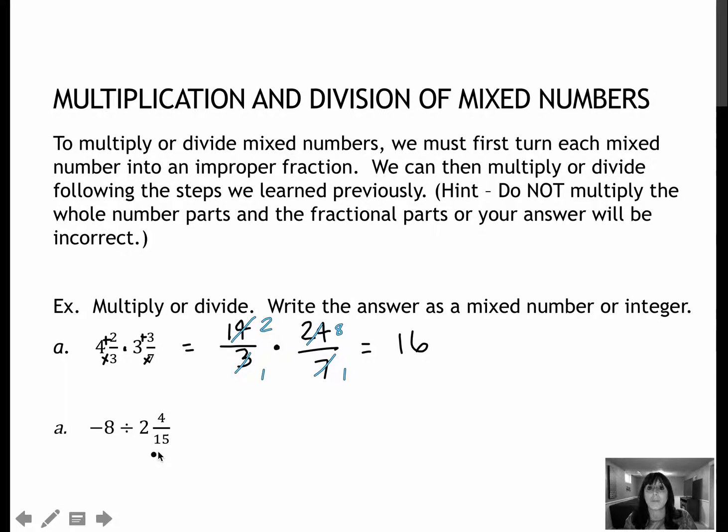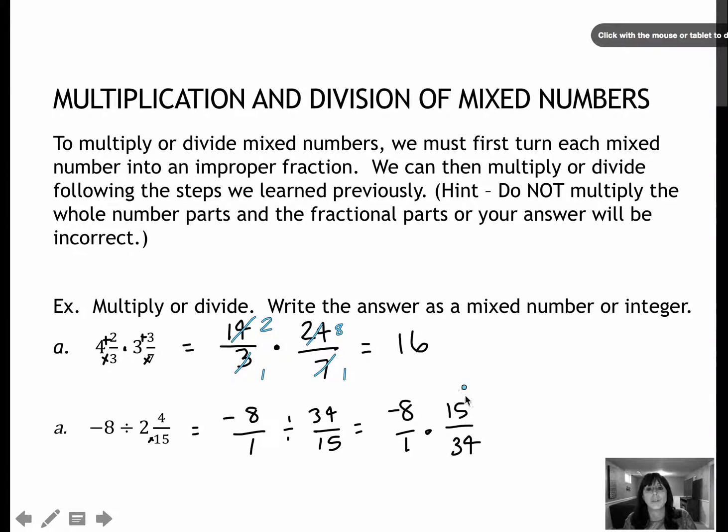For a division question, my first step is the same. I'm going to rewrite -8 as -8 over 1. I'm going to rewrite 2 and 4/15 as 2 times 15 plus 4, or 34/15. Now, I know that I have a division question here, so now I'm going to rewrite as multiplication.